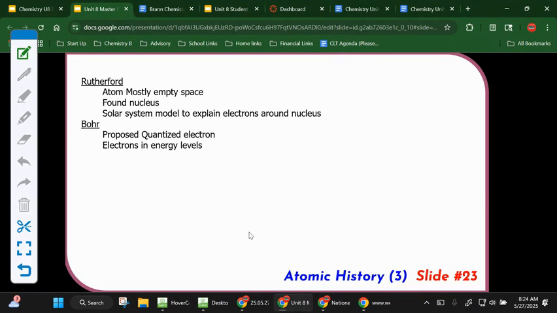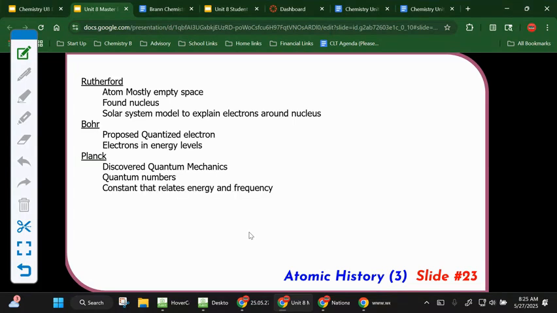Again, we still have yet to find the proton. Planck, remember him? Gave us Planck's constant. When we started this unit, we talked about wavelengths, frequency, energy. He gave us a constant that related energy and frequency. Well, he's the one who gave you those wonderful quantum mechanics and quantum numbers that we were working on at the start of the year, ladies and gentlemen. He discovered, created, came up with quantum mechanics. Okay? He gave us the quantum numbers, ladies and gentlemen. And yes, he has a constant named after him. Okay?